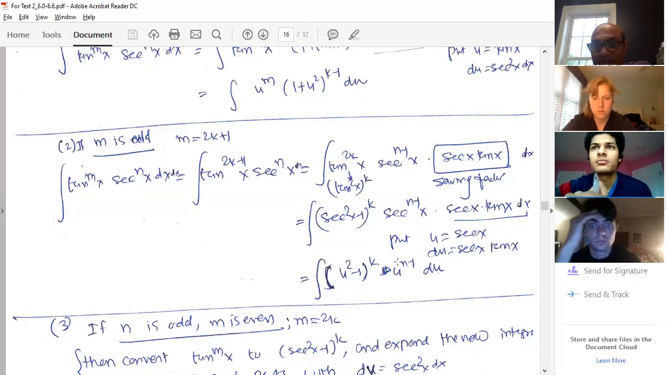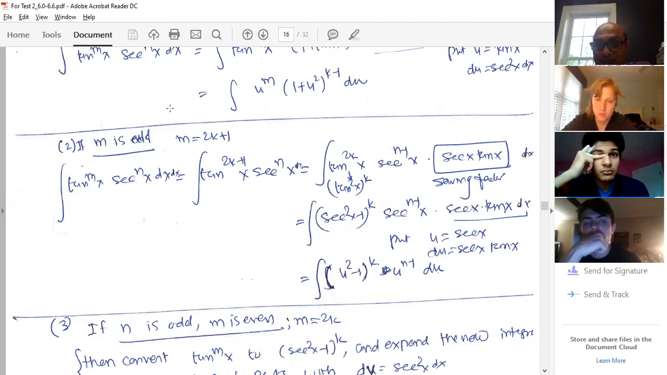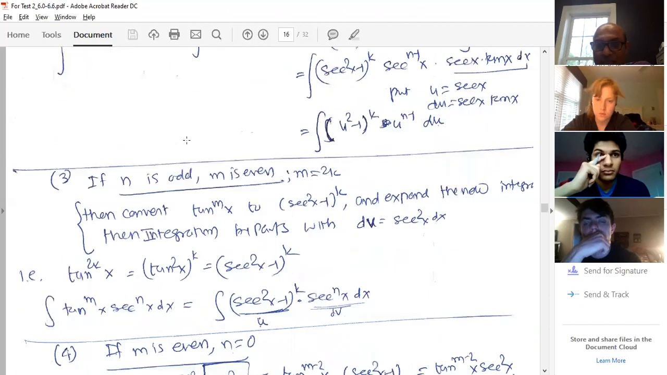So n is even, first case; m is odd, second case. Now n is odd and m is the reverse way. N is odd and m is even, exactly the reverse of the first two cases.